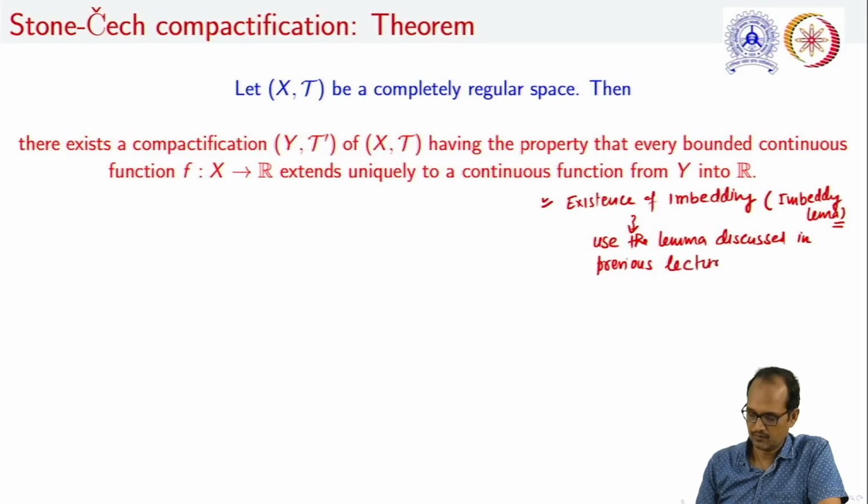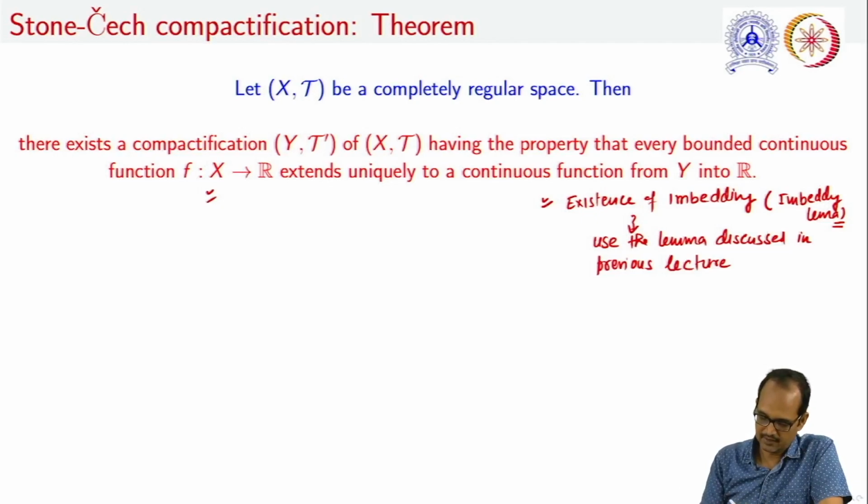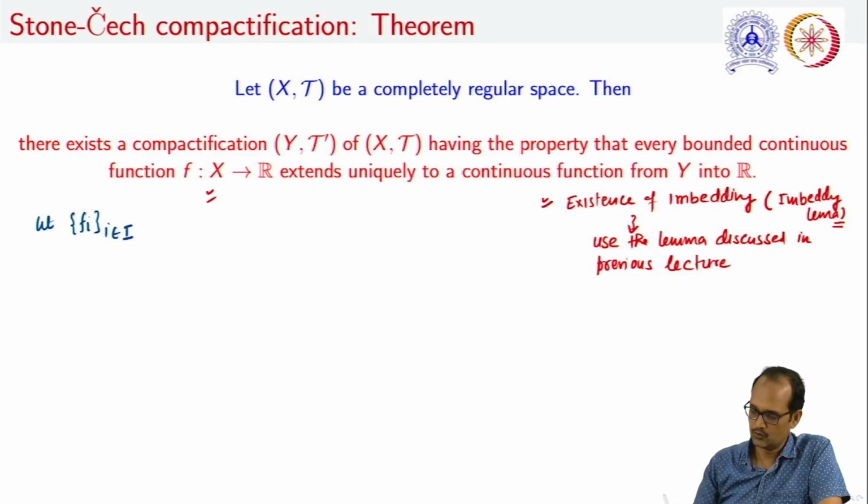For extension of this f. So let us begin with the proof. What we have with us are, let us take a family that is fi, i belongs to I, and this we are using just to use the concept of embedding lemma here.